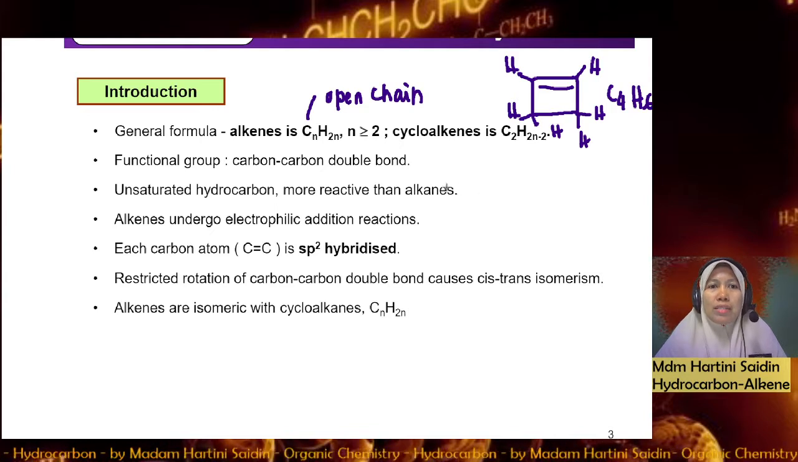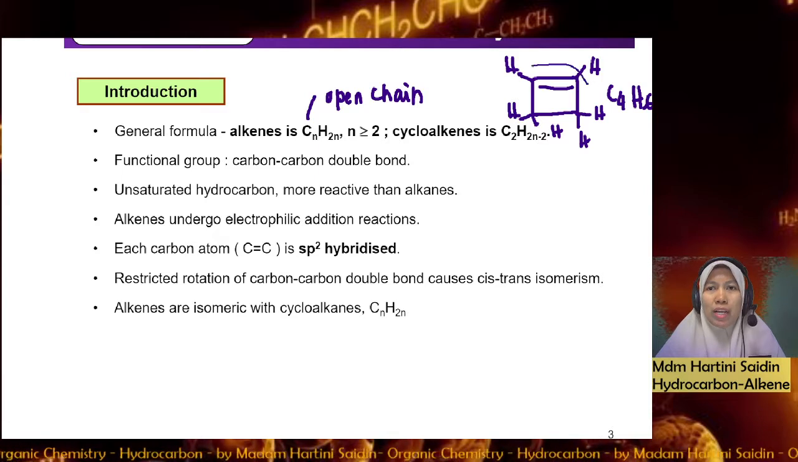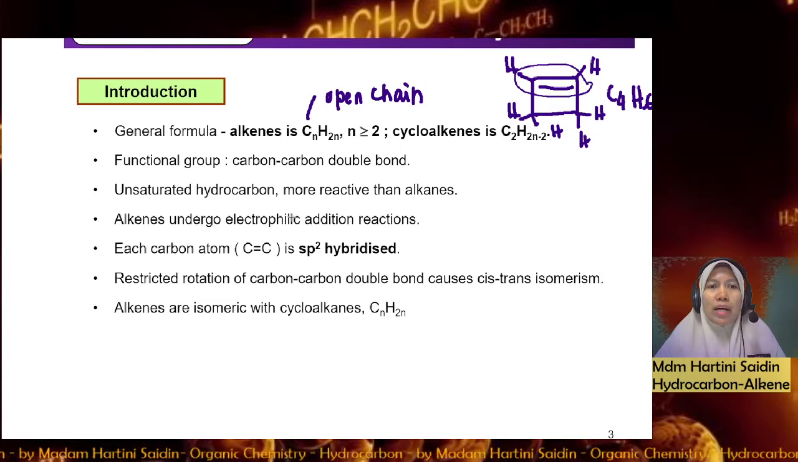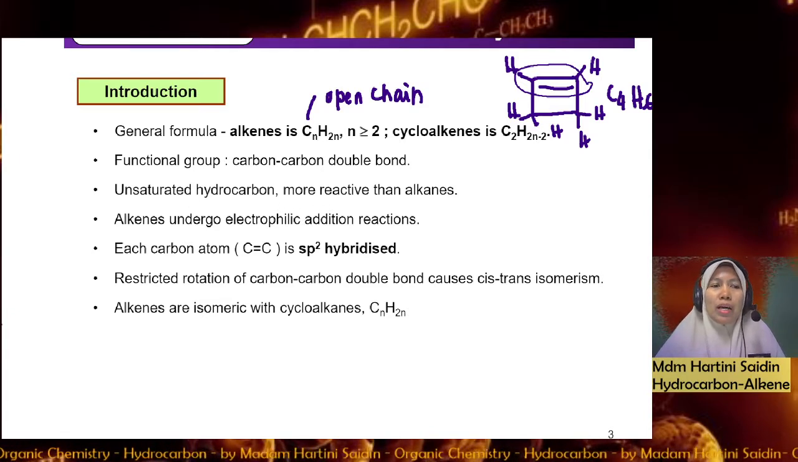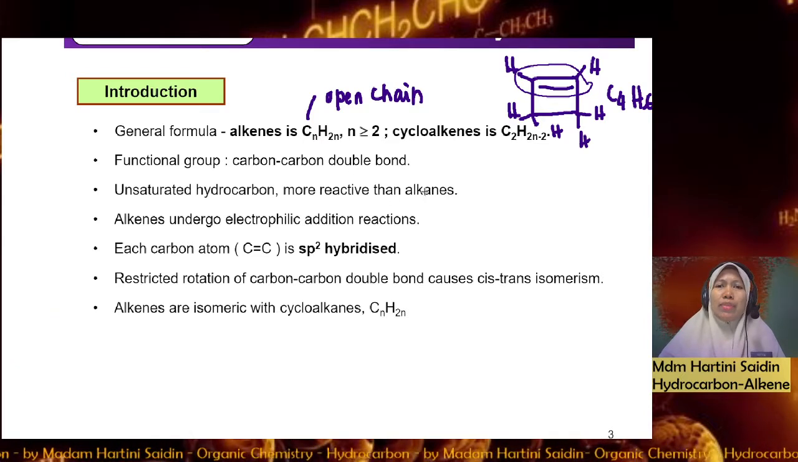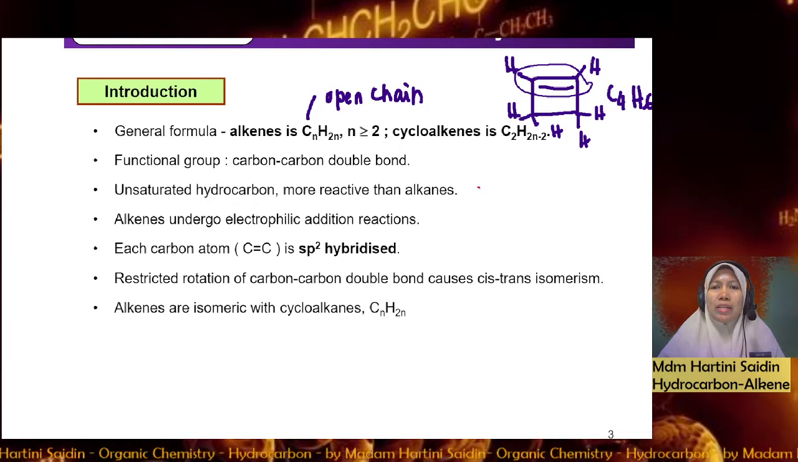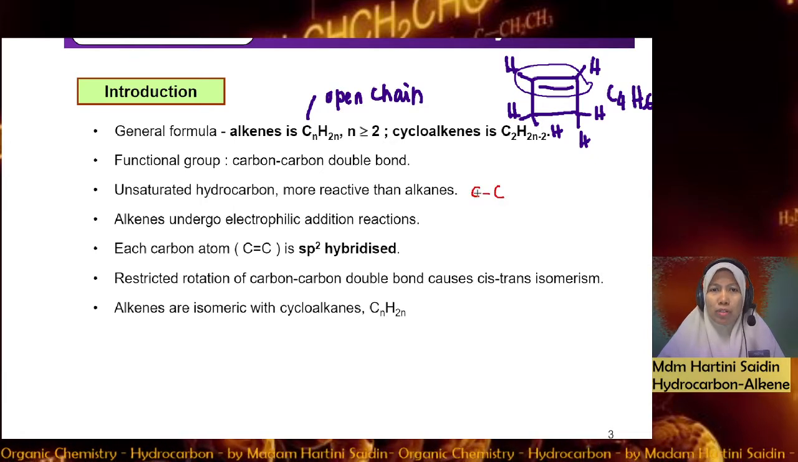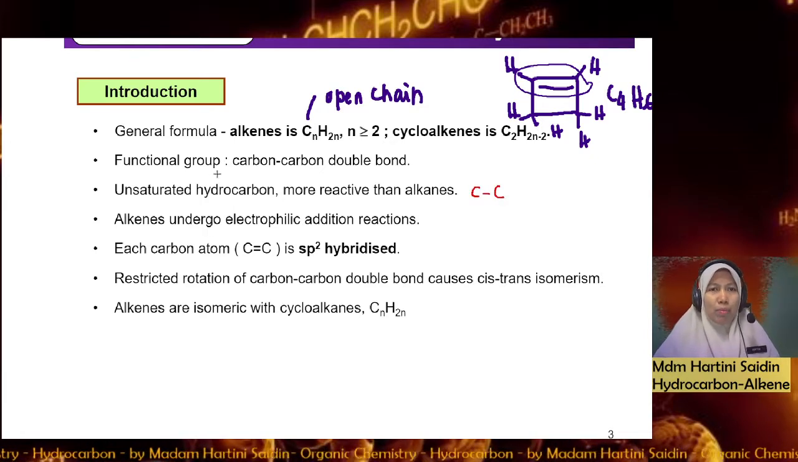Okay, the functional group for alkene is carbon-carbon double bond. That means yang berfungsi adalah kawasan inilah. Okay, and alkene is unsaturated hydrocarbon. Unsaturated dia adalah hydrocarbon yang tidak tepu. So, more reactive than alkane. Alkane dia carbon-carbon single bond, tapi alkene carbon-carbon double bond adalah unsaturated hydrocarbon.